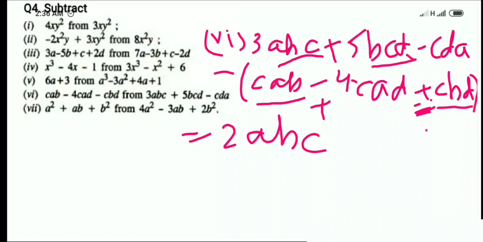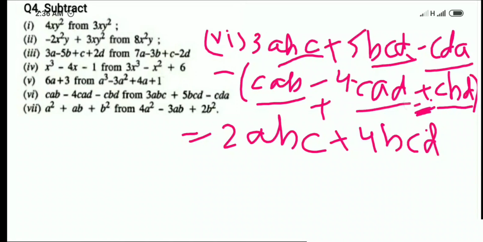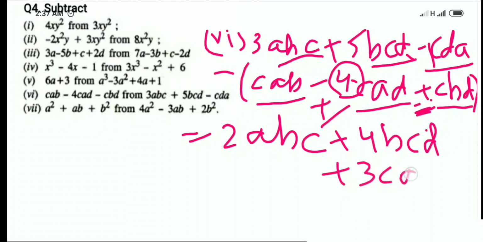5 minus 1 is equal to plus 4 BCD. Then there is CDA, which is minus, and then CDA, which is plus. The plus value is greater, which is 4. Therefore, 4 minus 1 CDA is equal to plus 3 CAD.